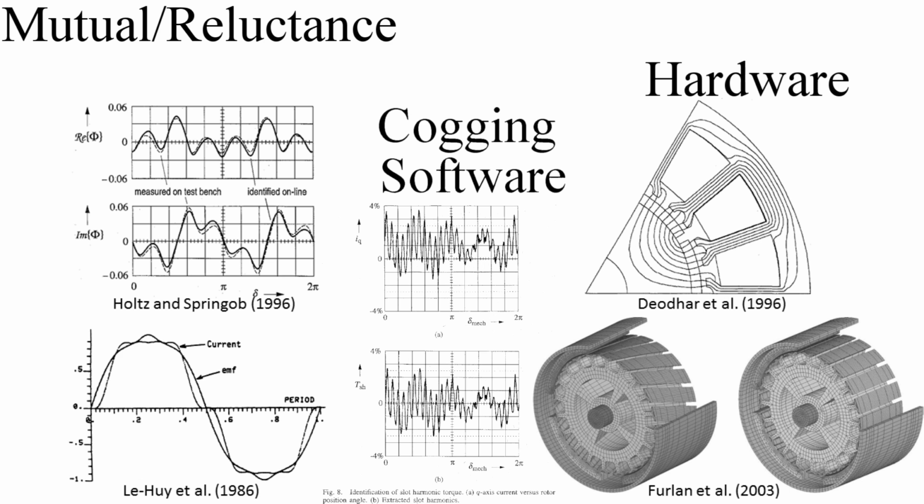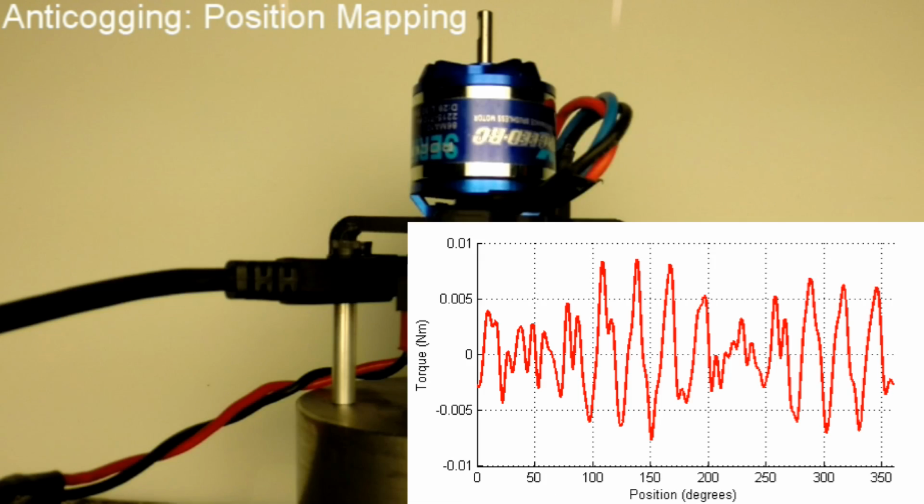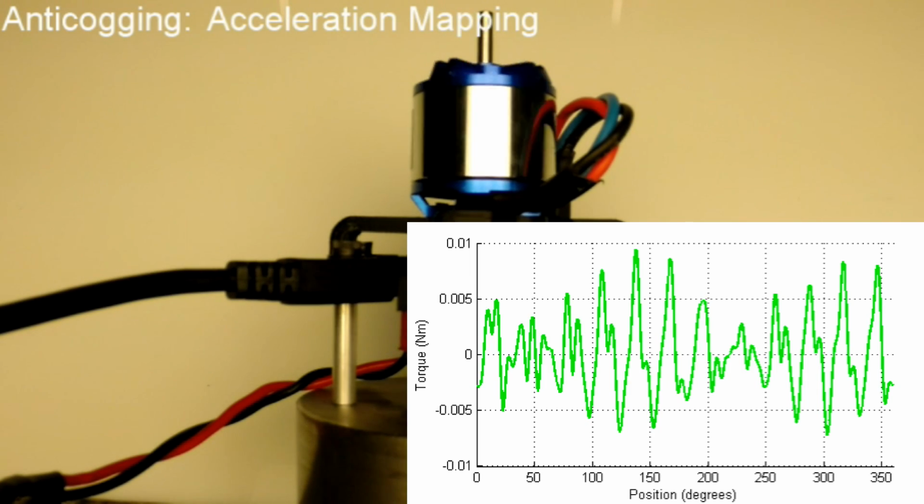Holtz and Springob laid down the foundation for cog mapping by iteratively monitoring current while a speed loop tried to hold speed constant. We extend this to two methods without requiring a speed controller, current sensor, or iteration. The first method is to use position control at all positions and map the applied voltage or current when the motor is stopped. We can also compensate for static friction or stiction and transistor dead time with this method. The second method is to spin open loop as slowly as possible and map the accelerations.